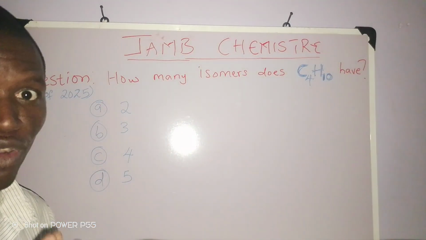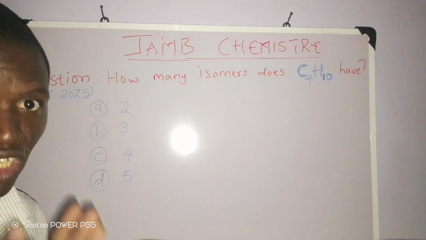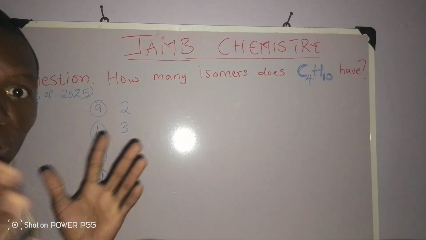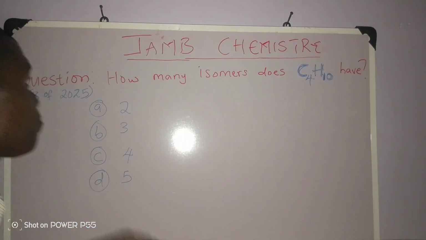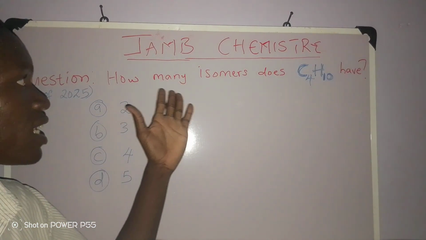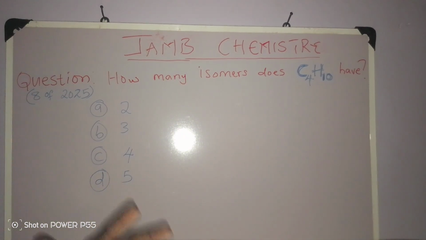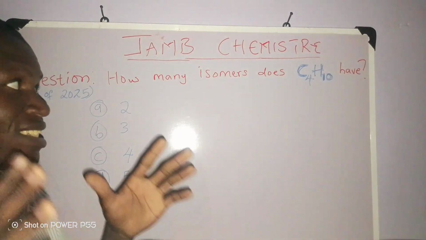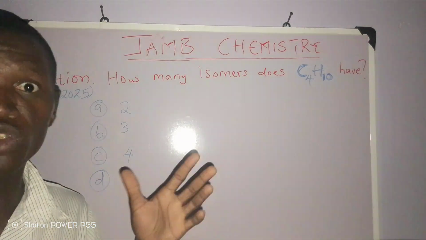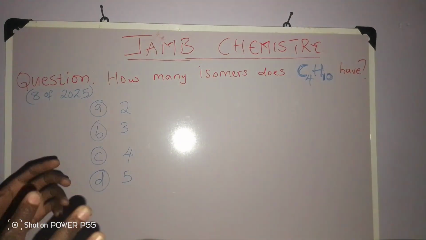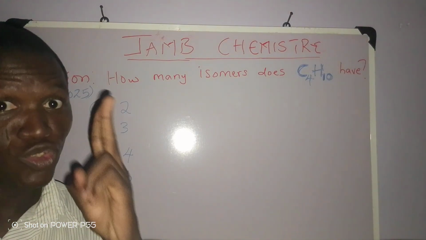This question is from organic chemistry. This is the first thing you must settle: know the topic from which the question is being asked. So, of course, it's from organic chemistry and it's from isomerism. First of all, we know that isomers are those compounds that have the same molecular formula but different structural formula.